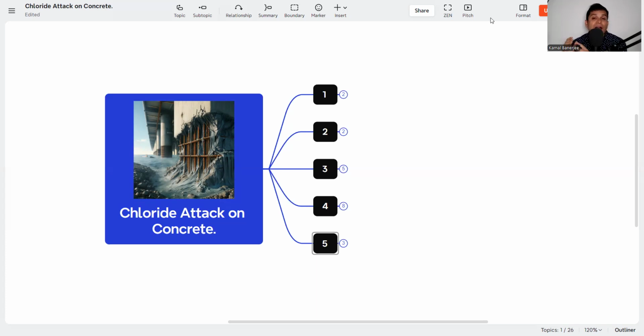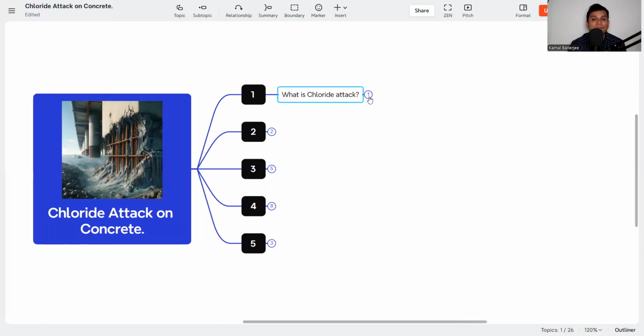One harmful ion that affects the durability and the strength is chloride. Chloride ion is there in the atmosphere, in the groundwater, in the soil, and also the water we use for preparation of the concrete may contain chloride ion. So this chloride ion is available inside the concrete. If it reacts with the concrete, that is the detrimental effect. So first we need to know what chloride attack is.